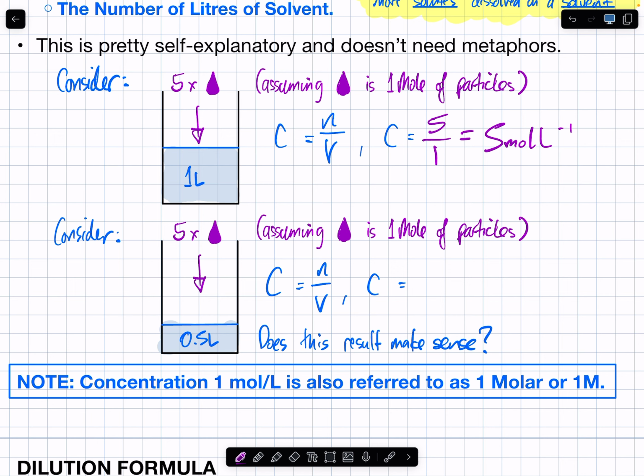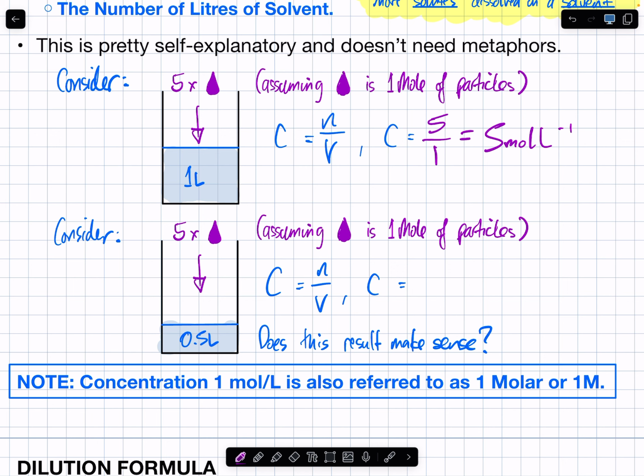But what if I did this? So this is 1 litre. This one is half of that, so how many litres do I have here? 0.5, 500 mils, 0.5. I'm going to put 5 moles in there again, 5 drops. 1, 2, 3, 4, 5. I put 5 moles in there, so surely the concentration of this is 5 moles per litre, is it not? No, why not? Because it's half, okay?